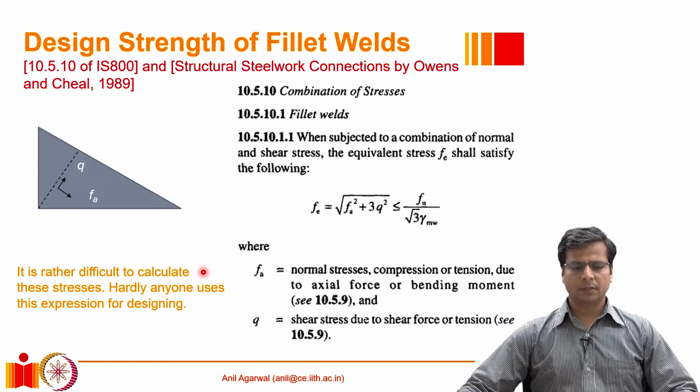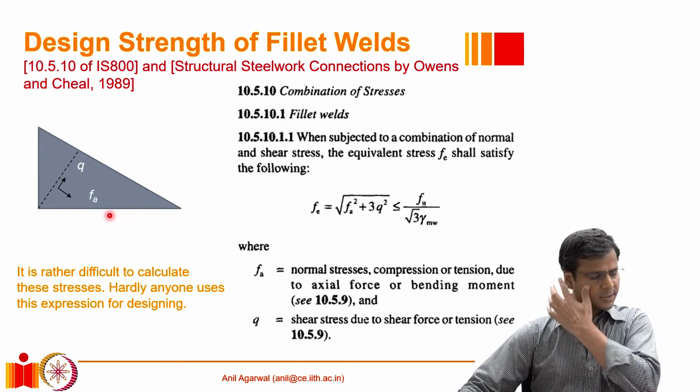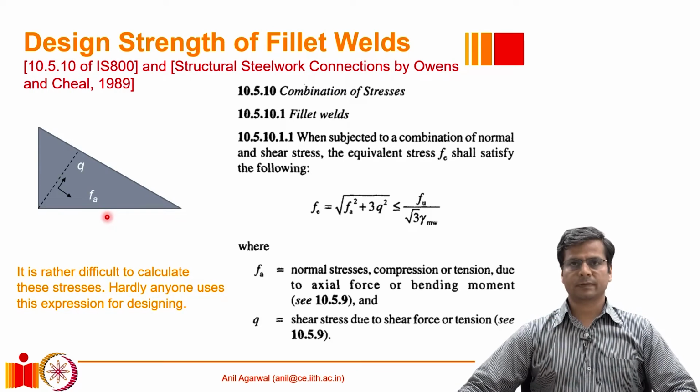So, we have just seen that for fillet welds, the Indian code recommends using Fu divided by root 3 as the design stress value, or the nominal stress value, and that is what we use for designing of fillet welds under any type of loading conditions. There is also another clause, 10.5.10 in IS 800, which also gives a slightly different requirement or equation for designing of fillet welds, especially for the situations where there is a combination of stresses acting simultaneously.